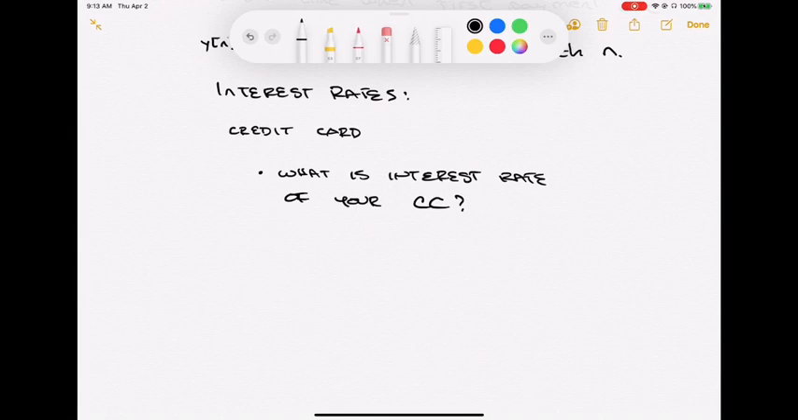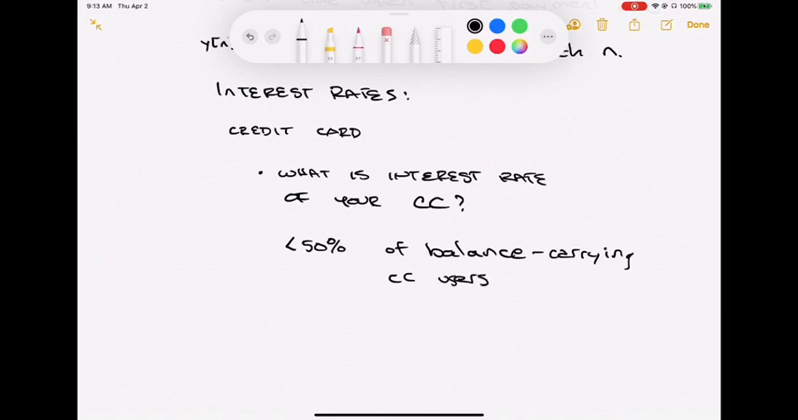There's a basic little fact here that there is less than 50% of balance carrying. So these are not just people with credit cards, but people who have credit cards and have an ongoing balance on it. So under 50% of balance carrying credit card users know their interest rate.